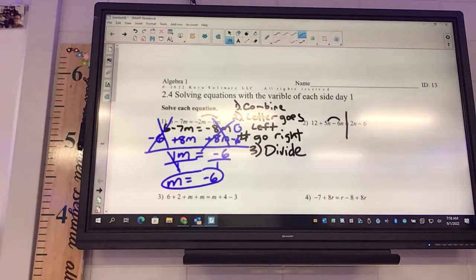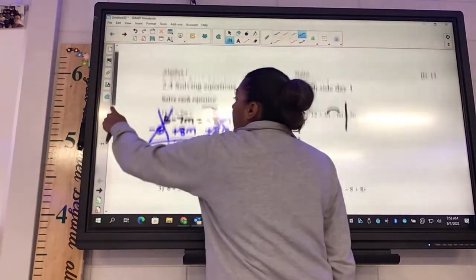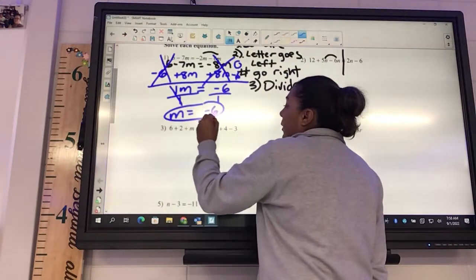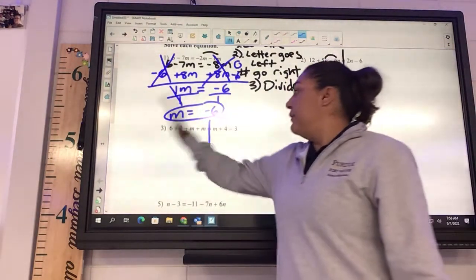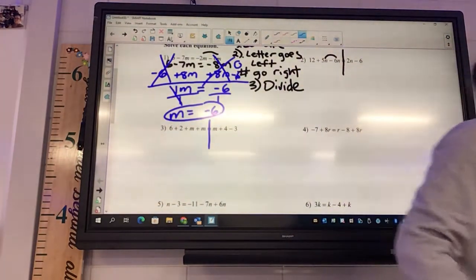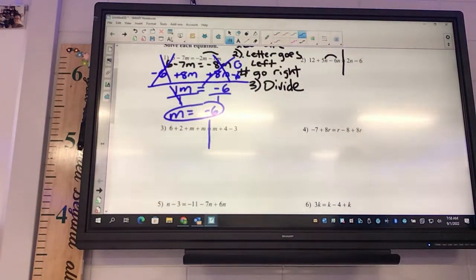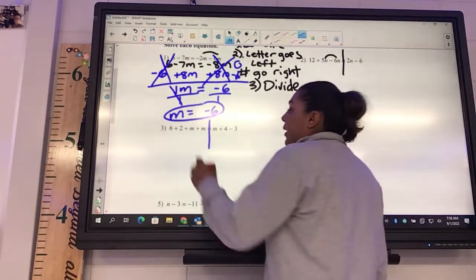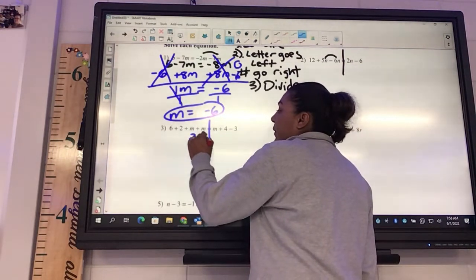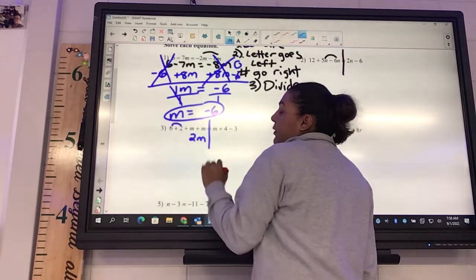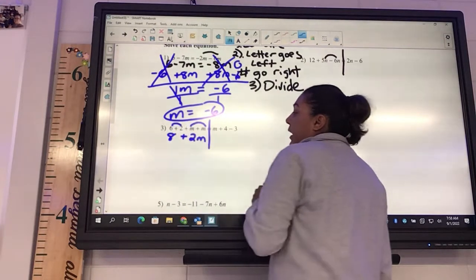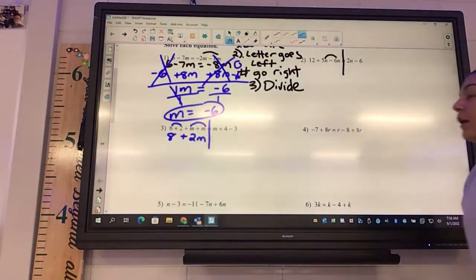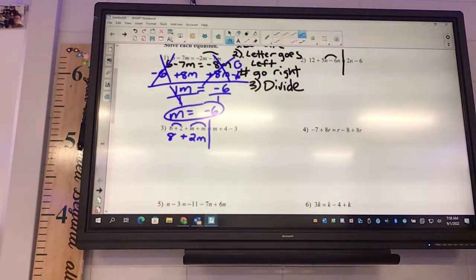Okay, look at number 3. And you can even, if you're one of those people, you like a line right here. Okay, look on this left side. Is there anything you can combine? The 2 m's. So 1m plus 1m is going to be 2m. And then I have 6 plus 2, 8. Okay, look on the right side. Is there anything we can combine?